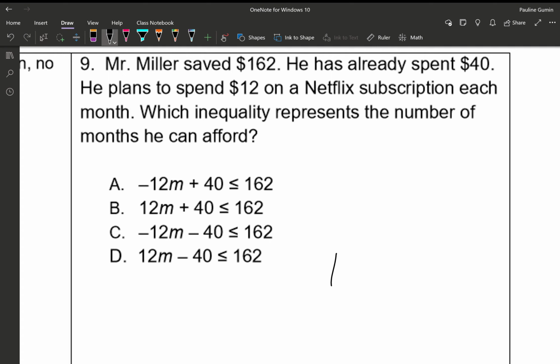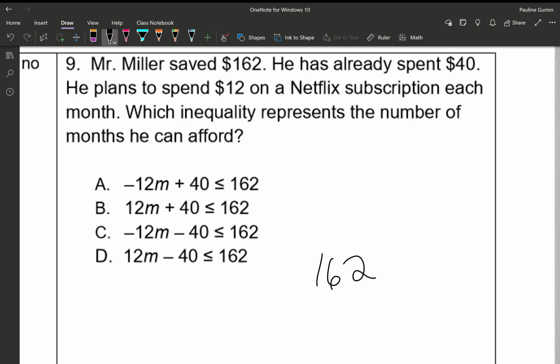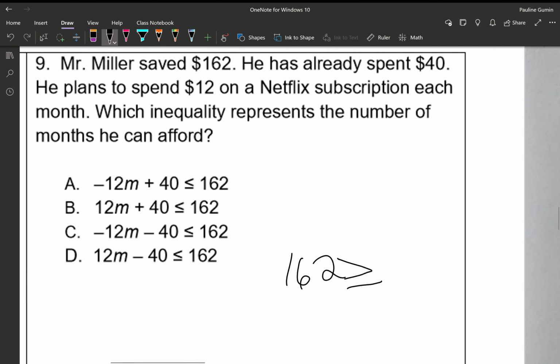Okay, so Mr. Miller had $162. Can he spend more than $162? No, so $162 has to be on the open end. He can spend exactly $162, so he has to have an equal sign, so it's less than or equal to. Unfortunately for us, all the letters have that, 162 on the open side.